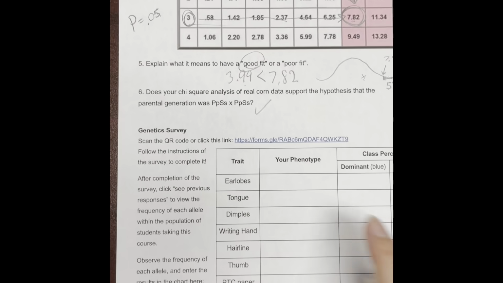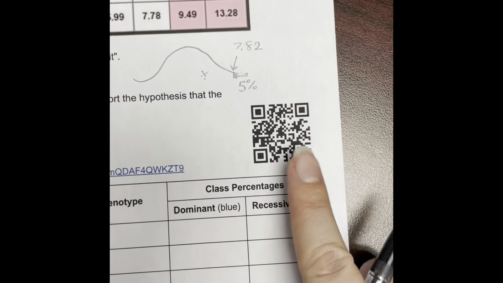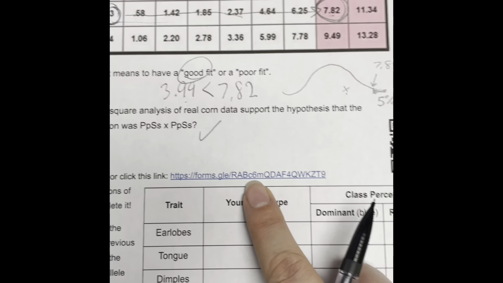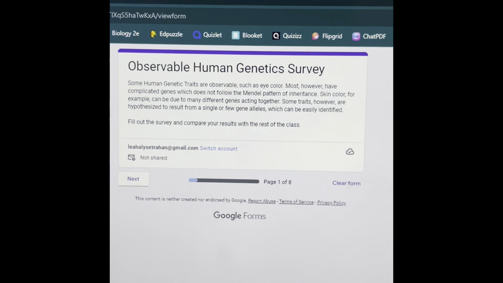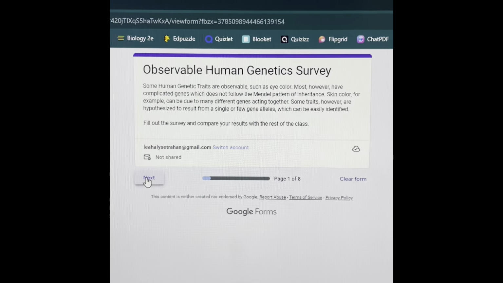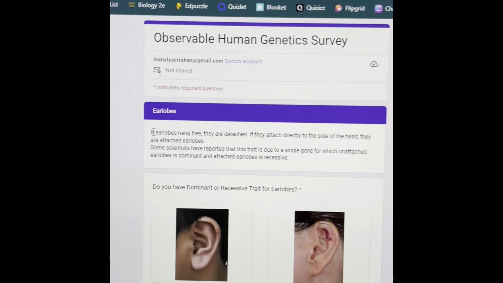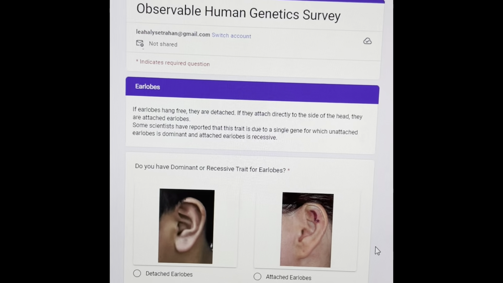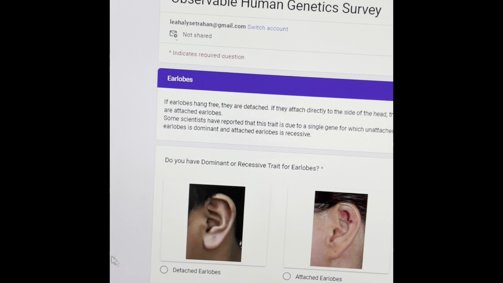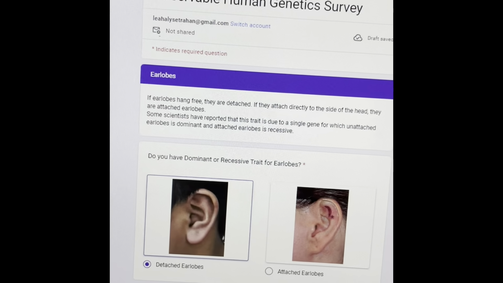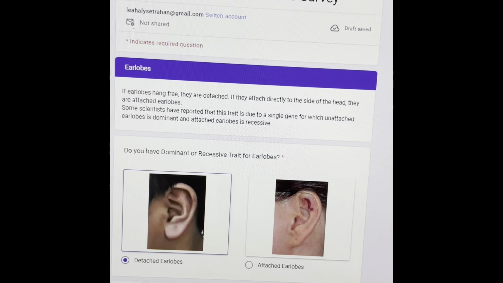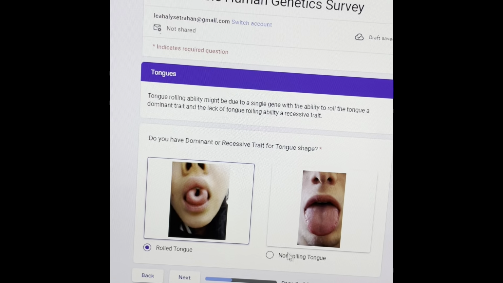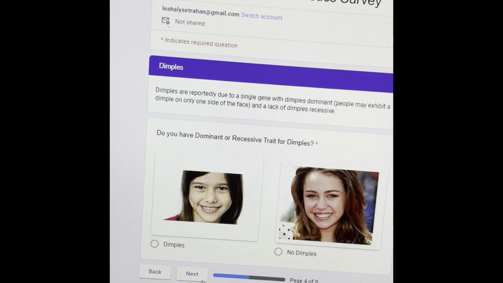The last thing that we need to do is the genetic survey. You can scan this QR code or type in this web address, and we will come to an observable human traits survey. We're going to fill out our own traits. So whatever traits you have on your body, that's what you're going to do. I actually have detached earlobes, not attached earlobes. Next, I can roll my tongue. If you cannot roll your tongue, you would choose this one.